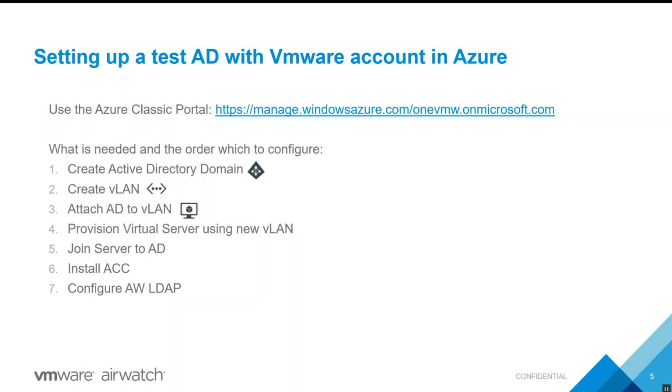Then we spin up a virtual machine attached to the LAN. We join the server to the Active Directory. We then traditionally install the AirWatch Cloud Connector and configure the AirWatch LDAP, in exactly the same way as if it was an on-prem installation that we're integrating with.